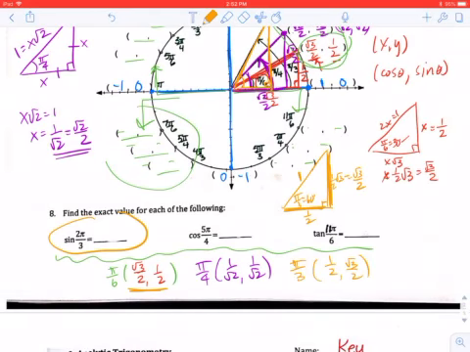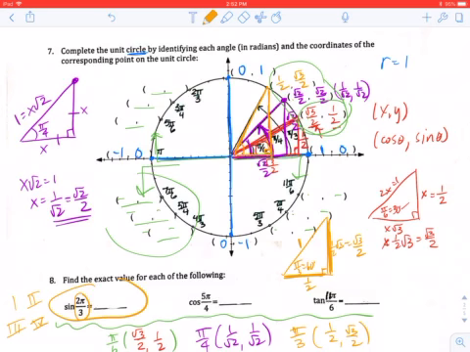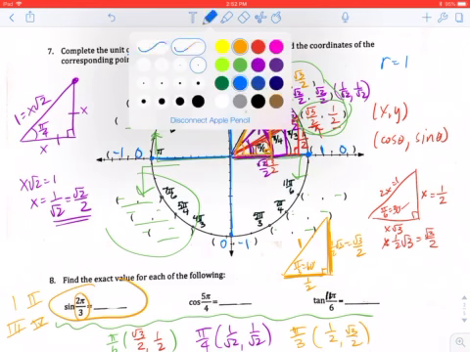For this question, I just say to myself, okay, this angle is in which quadrant? Is it in quadrant 1, 2, 3, or 4? Well, 2 pi over 3, let's go around. We didn't talk about that, sorry.